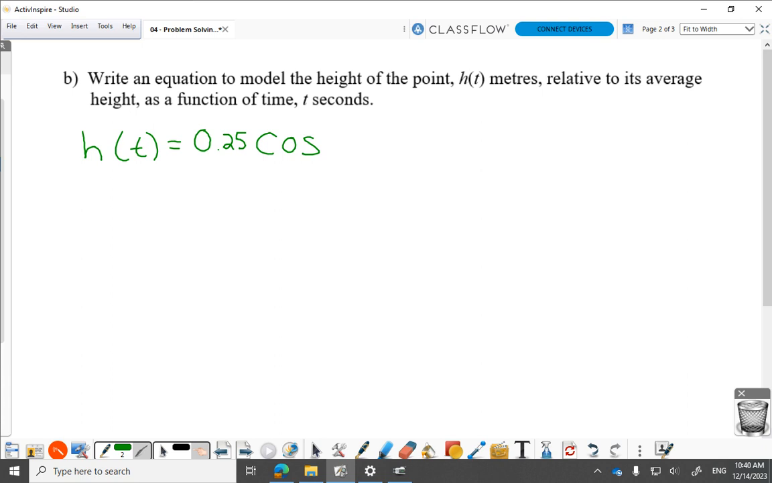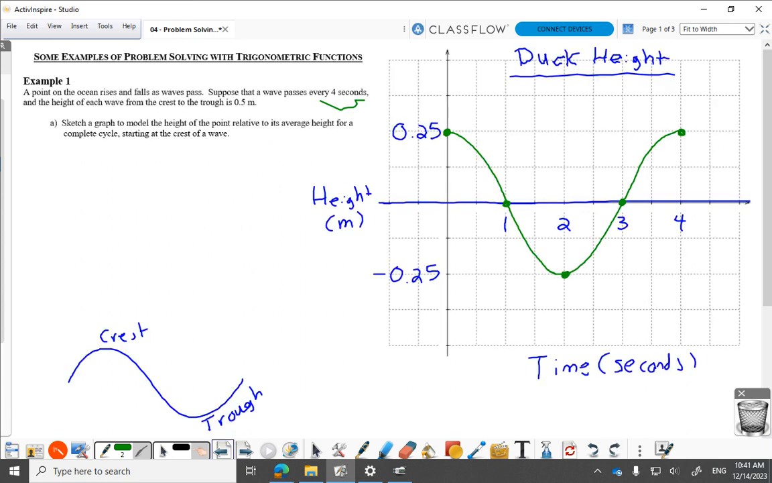Here, write that in your notes, right there. Just put the amplitude right there. That's one nice thing about sine and cosine equations: you can pick off the amplitude right out the front. That's sitting right there. Next, the period. The period here is 4, but what's the period of cosine usually?